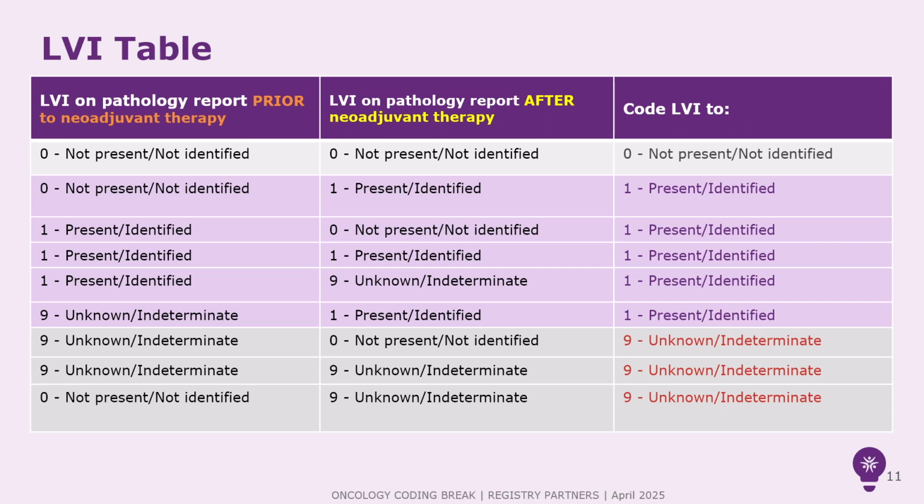Here is a recreation of an LVI table that's also in the STORE manual. And the running theme is that if LVI is present prior to neoadjuvant therapy or after neoadjuvant therapy, it is documented as code 1.